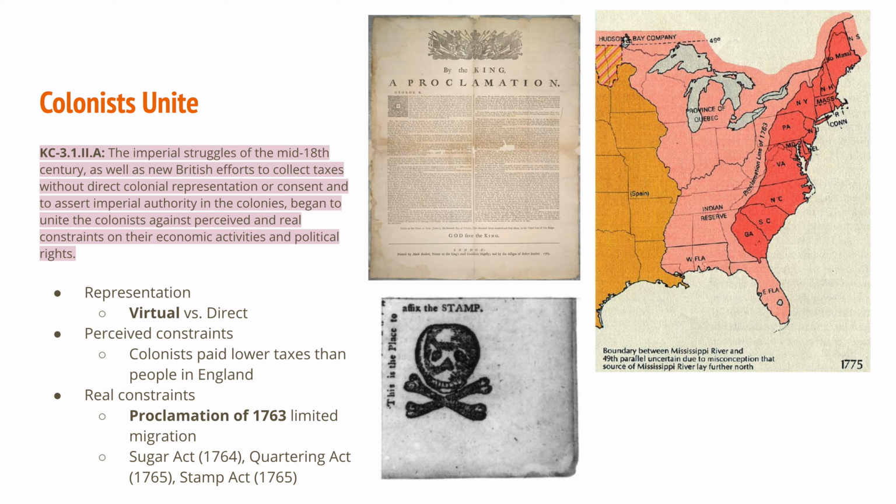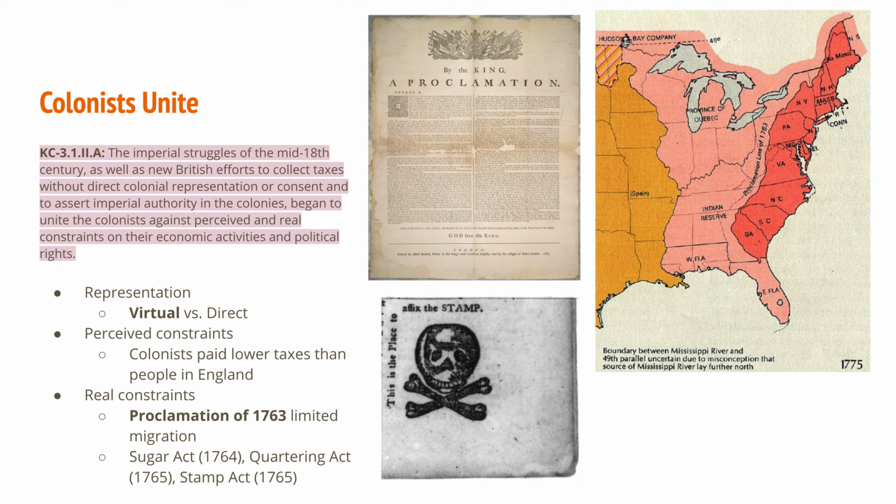The first key concept is kind of long, and it's going to take us a couple slides to get through it, but it says the imperial struggles of the mid-18th century, as well as new British efforts to collect taxes without direct colonial representation or consent and to assert imperial authority in the colonies, began to unite the colonists against perceived and real constraints on their economic activities and political rights.